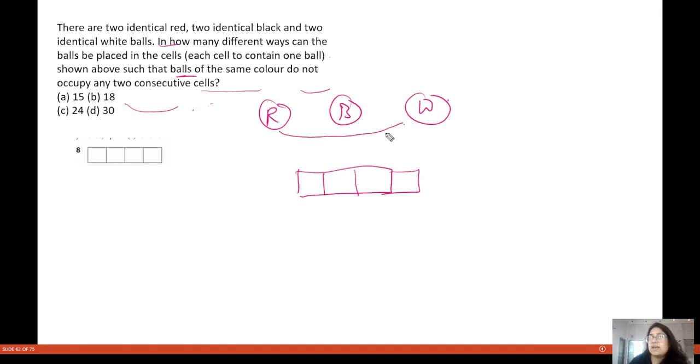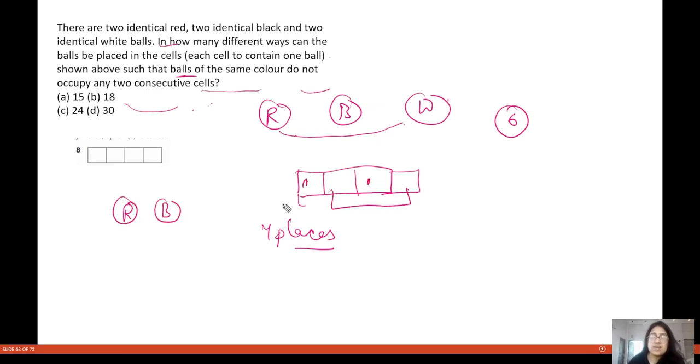How many total balls are we having? We are having 6 balls and we have to fill 4 places. In these 6 balls, we have 2 balls of each color. So either you choose 2 red balls and 2 black balls and place them alternatively. So that is one case.